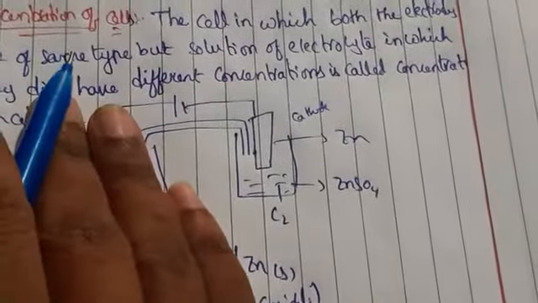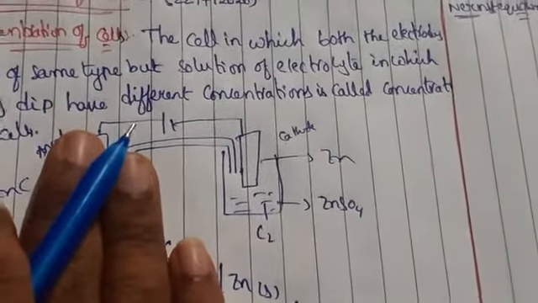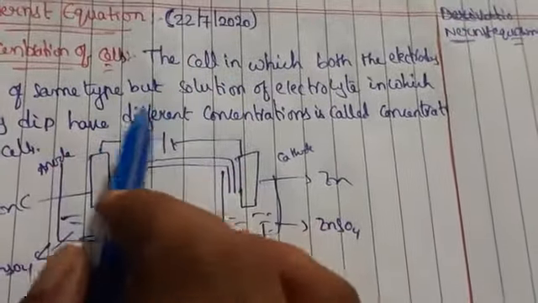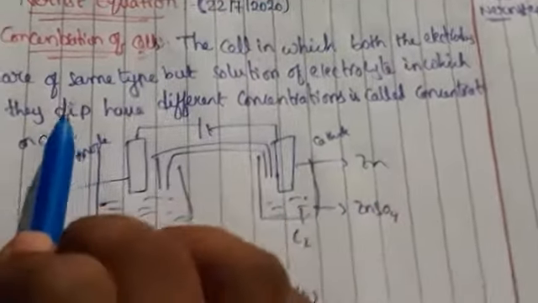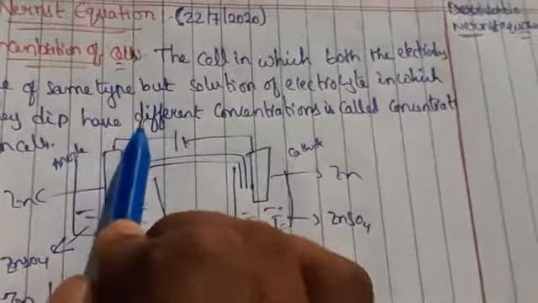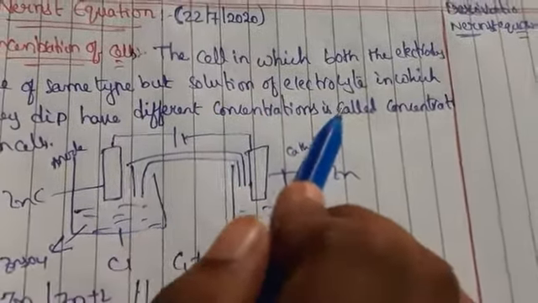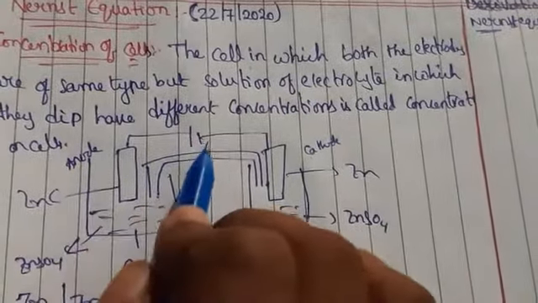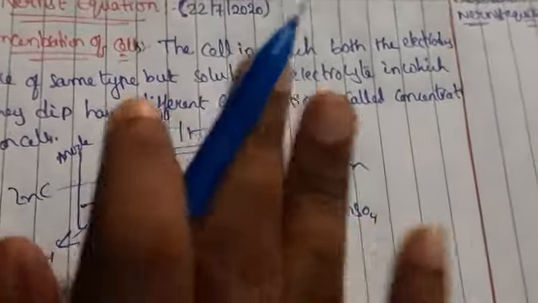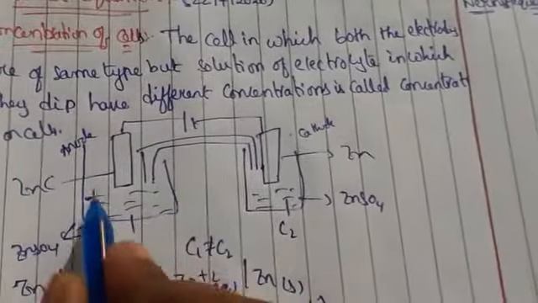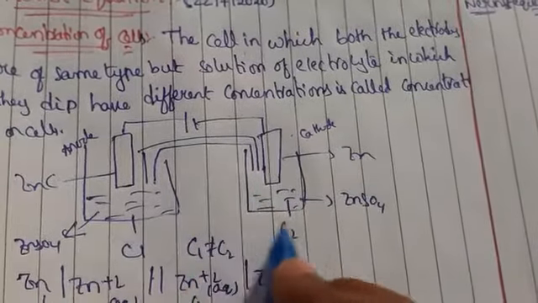So let us see what we mean by concentration cells. A concentration cell is a cell in which both electrodes are of the same type, but the electrolyte solutions in which they dip have different concentrations. What does that mean? I am taking the same solutions in a beaker.